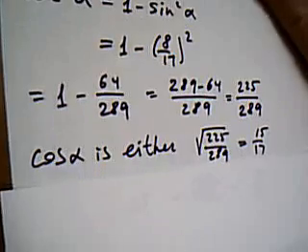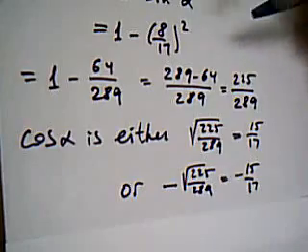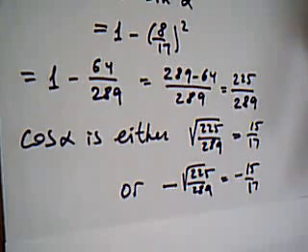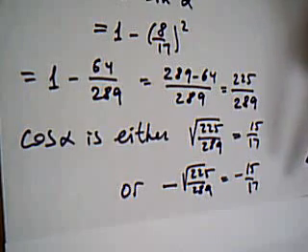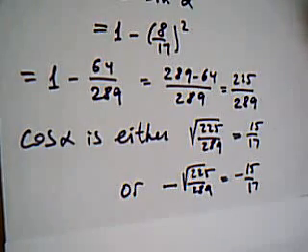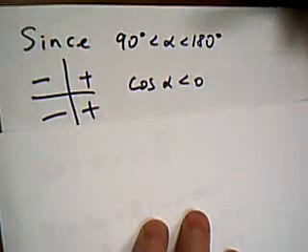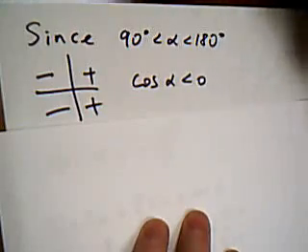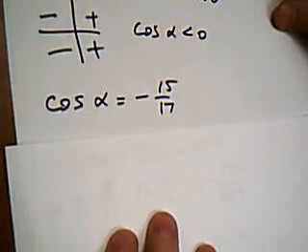We need to find the value of cosine alpha itself, and we know that it is either the positive square root of this number or the negative square root of this number. So it's either 15/17 or negative 15/17, and which sign to select depends on the quadrant in which alpha lies. It is given to us that alpha is between 90 and 180 degrees, so it is in the second quadrant where cosine is negative. Therefore we select the negative sign, so cosine of alpha is equal to negative 15/17.